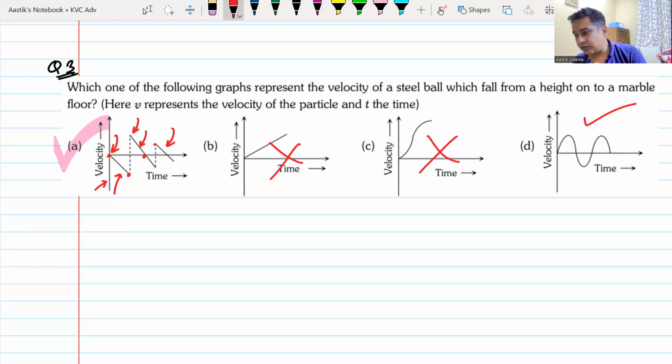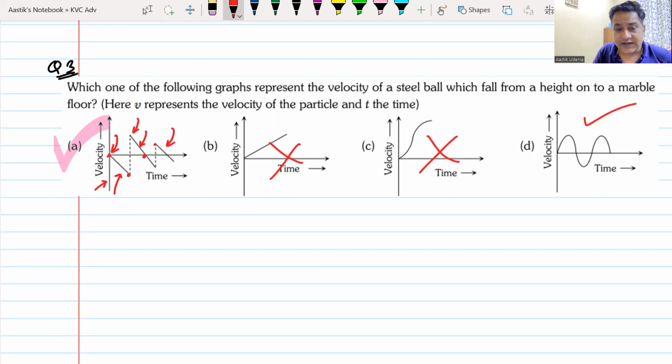Everyone, raise hands, it will give me more confidence. If this was a question of speed versus time graph, remember the same graph would have been there, but speed never becomes negative. So the graph never goes on the negative side. It just remains on the positive side. Do we understand this? Yes or no? So if this was a question of speed time graph, same graph, but no negative side. It will always remain on the positive side.